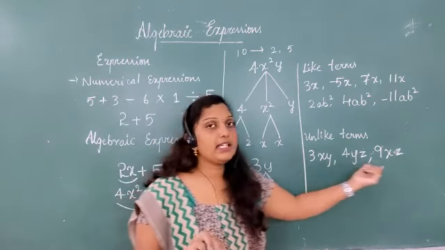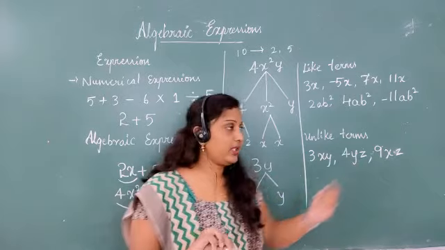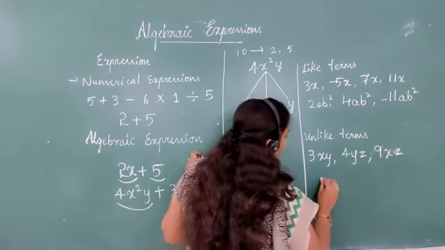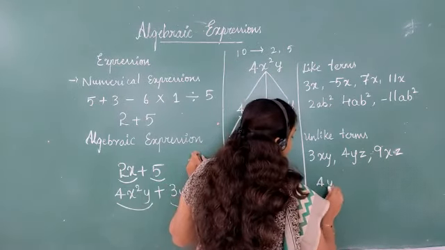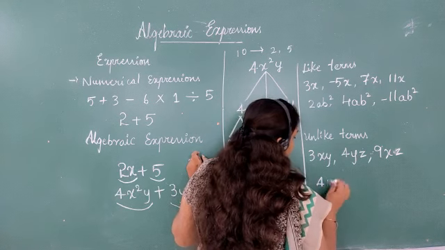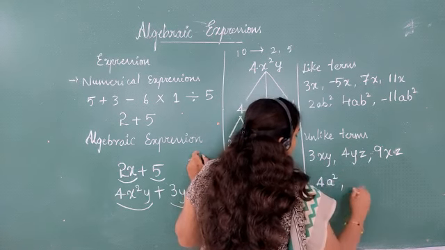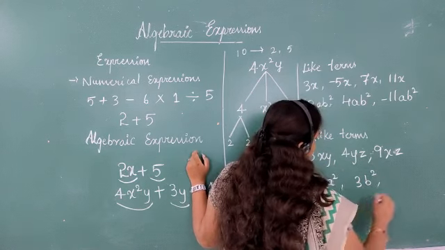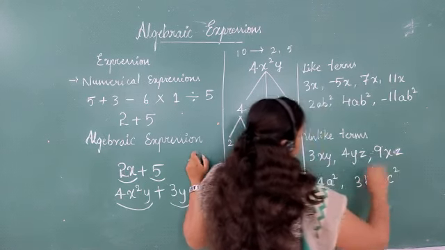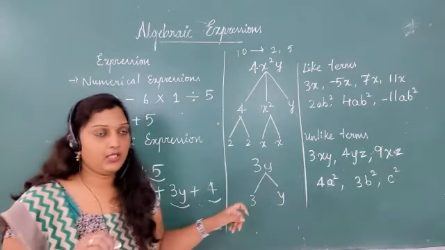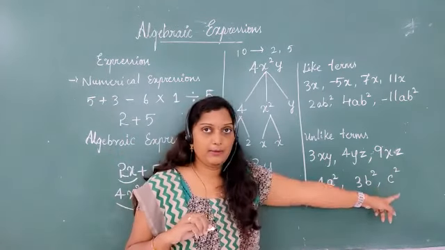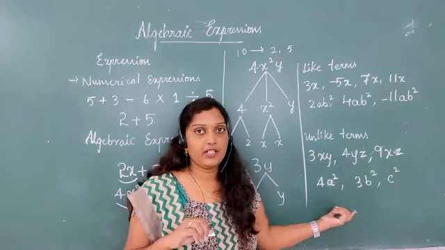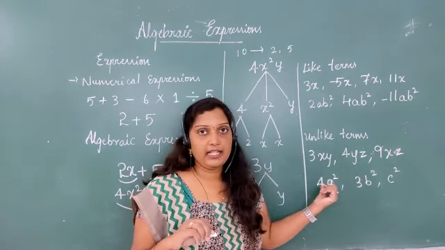So these are called unlike terms. You can take one more example: 4a square, 3b square and c square. Here also you can observe the powers are the same but the variables are different. So this becomes unlike terms.